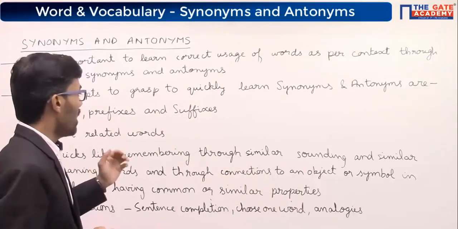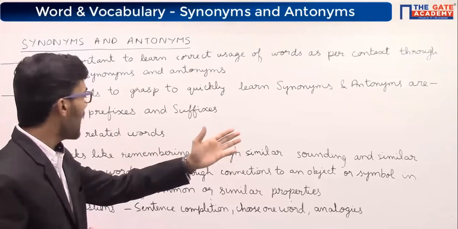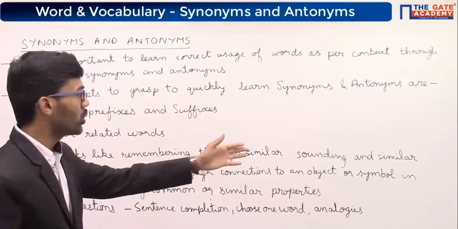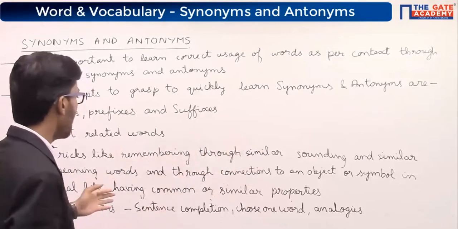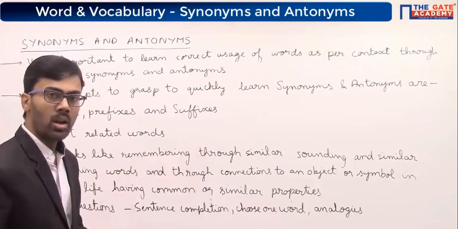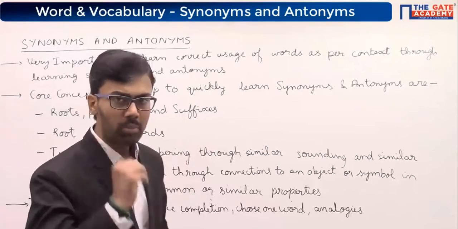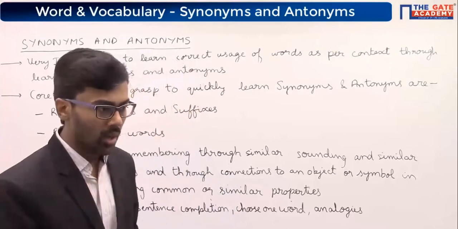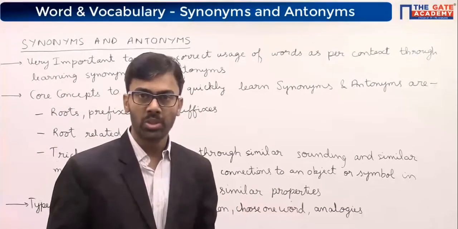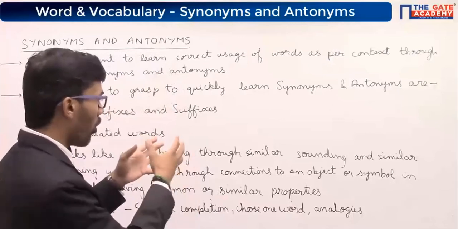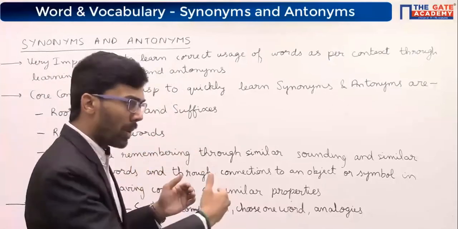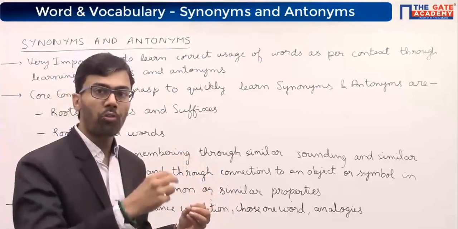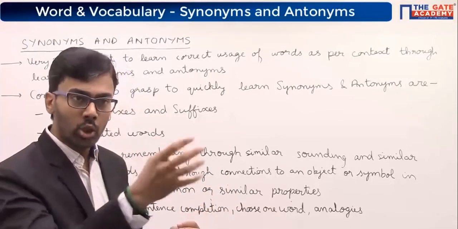These tricks are remembering through similar sounding and similar meaning words, and also through connections to an object or symbol in real life having common or similar properties. So basically there are two main types of tricks or shortcuts which are used to learn newer words or to learn synonyms and antonyms. Often there are more commonly used words which sound similar and which also have similar meanings to the given word.